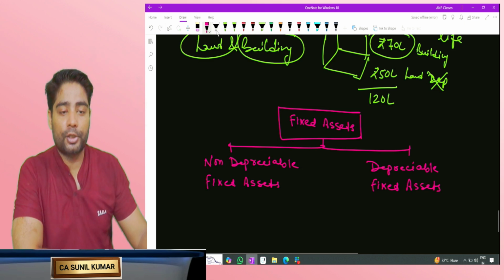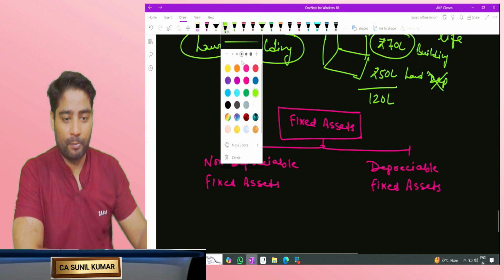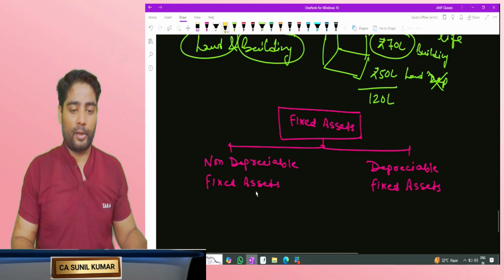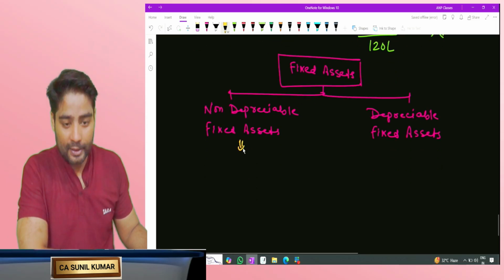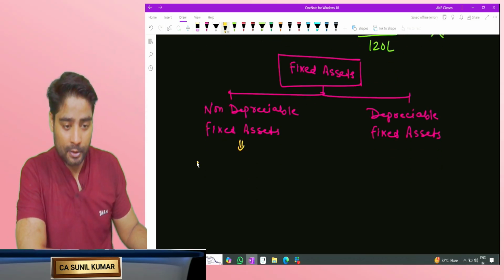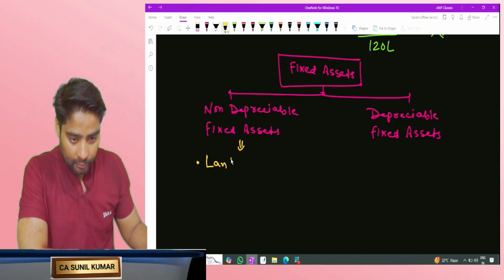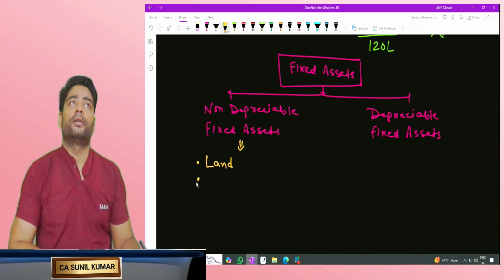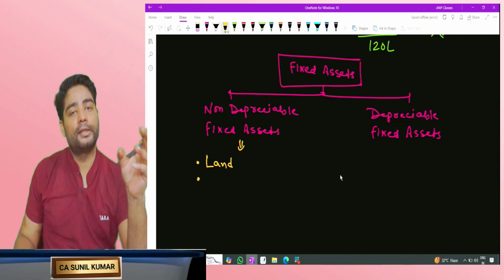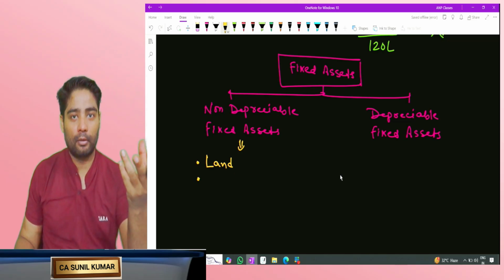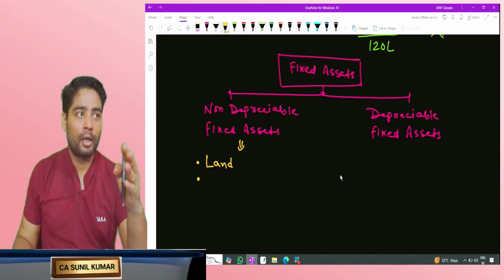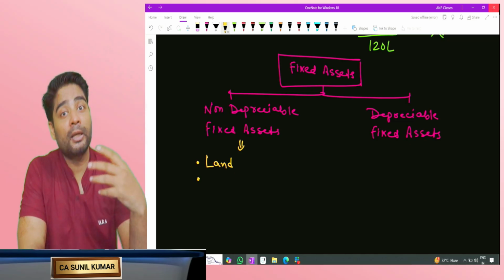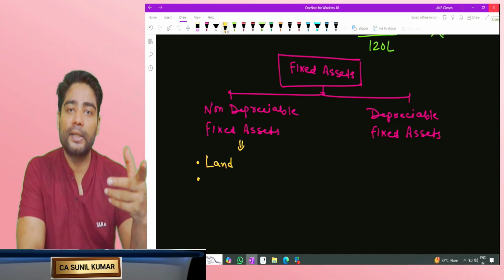We shall charge depreciation on depreciable fixed assets and not on non-depreciable ones. Sir, what are examples of non-depreciable fixed assets? Land. And let us suppose there is a dairy company, a milk and milk product company like Amul, Mother Dairy.